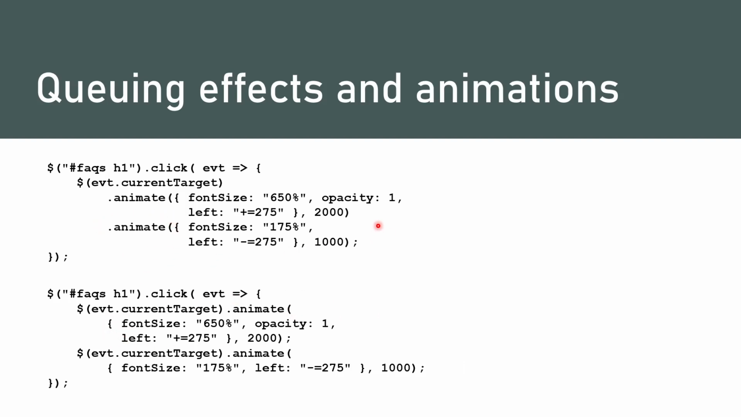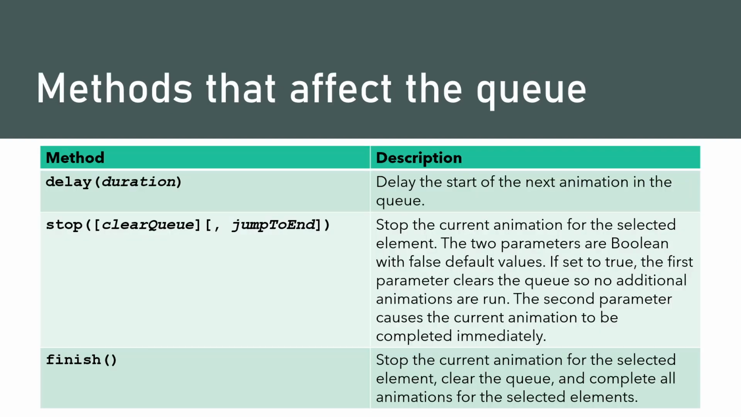Similarly, this second animation here that's chained after this first one will not start until this first animation is complete. So when you have multiple effect method calls or animate calls, and that queue is set up, there are methods that you can use to affect the queue.